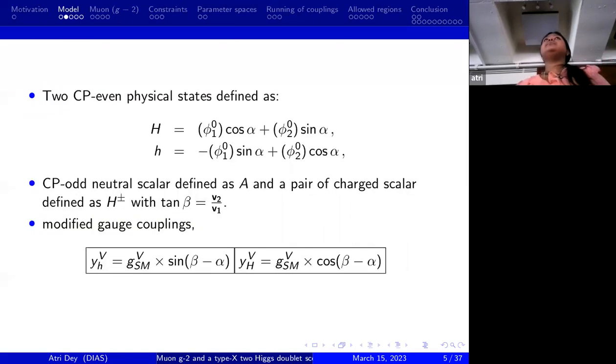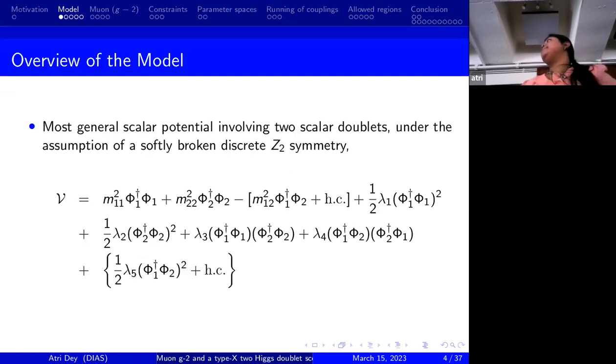V1 and V2 were the vevs of phi1 and phi2. And the V2 symmetry was softly broken, the one that exchanges phi1 and phi2. Why was that a Z2 symmetry? Why was it phi1 to minus phi1, phi2 to minus phi2? That is related to the way they couple to fermions.